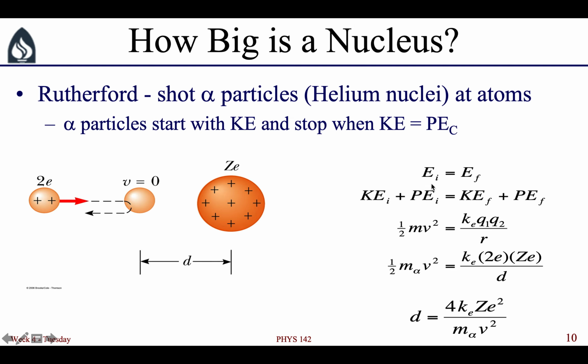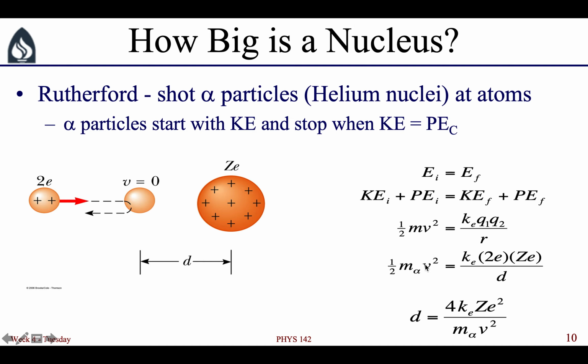And so if we say the initial energy is equal to the final energy, so the initial kinetic plus potential energy is equal to the final kinetic and potential energy, the alpha particles started out with a very high amount of kinetic energy. And they were very, very far away from the heavy nuclei, so there was no electric potential energy. So all of the energy was kinetic energy. Then when they got to the point where they stopped and turned around, at that point they had no kinetic energy, and all of the energy was electric potential energy, which is equal to k Q1 Q2 over r.